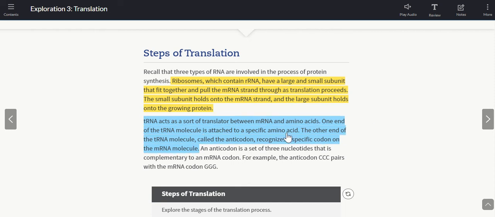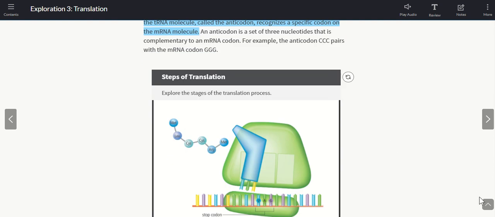All right, now on that tRNA, the corresponding code that goes with the codon, the 3-letter combination on the tRNA, is actually called an anticodon. The anticodon is what matches up with the codon to be able to get the proper amino acid in place. All right, so let's take a look at what that looks like.